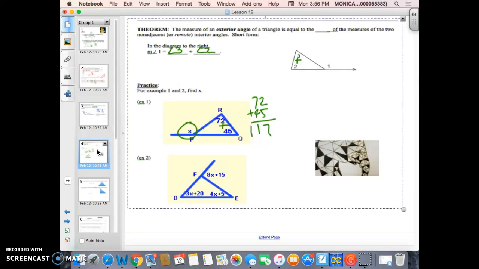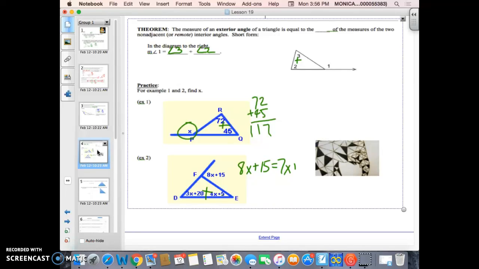And here, it's following the same theory. I'm going to add those together, and they're going to equal this outside angle. So this one I've got to do a little bit more work. 8x plus 15 is going to equal 3x plus 4x, that's 7x.